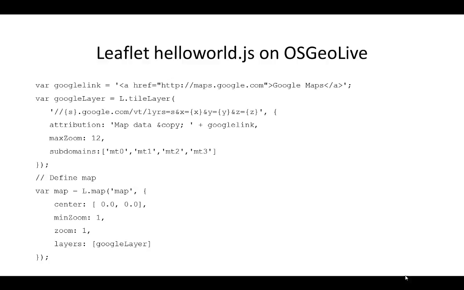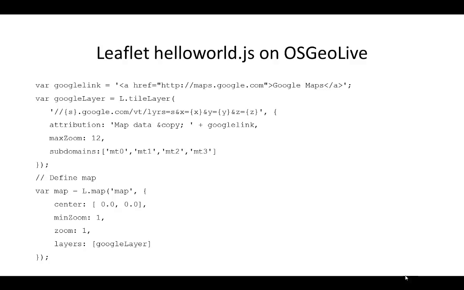Then we have the Hello World JavaScript code that runs after the div is created in the HTML document. So I know a number of you were doing this, starting this last week. We declare a variable, which is just a string, which is providing a hyperlink to Google Maps, and that's going to be put in as part of the sort of copyright description on the map. So it's just a string which has a link to Google Maps. So that's what we declare there.